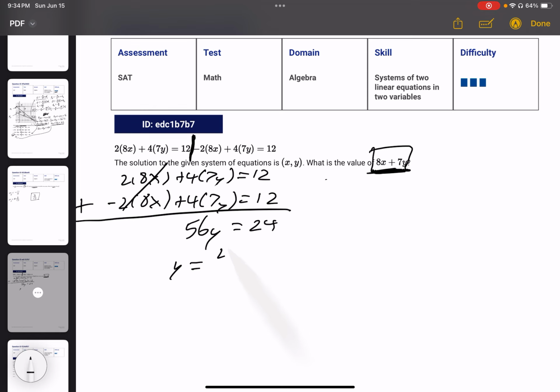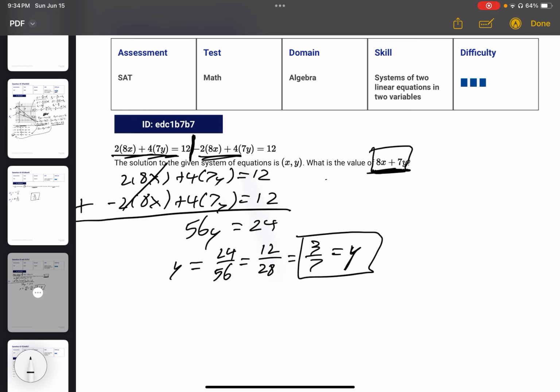And then we get y is equal to 24 over 56. And then that simplifies to 12 over 28. And that's equal to, we could divide both sides by 4, so we get 3 over 7. So now we have our y value. Let's just do it like that so it's easy to see. So y is equal to 3 over 7. We're going to plug it into one of the equations. So we could either choose this one or this one. I'm just going to pick the left one because positive numbers are easier to deal with.